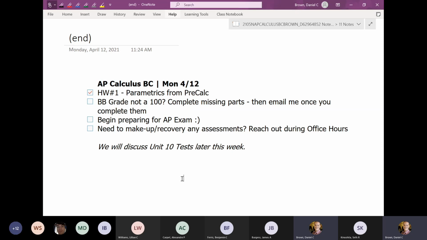You can also, if you need to make up or recover any assessments, reach out to me during office hours to get that done. And if you're feeling really anxious and want to get ahead, you can always begin preparing for the AP exams, as we really are going to start getting in that mindset of reviewing a whole lot of stuff for that exam.